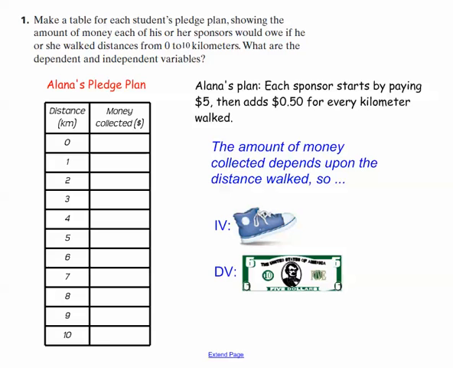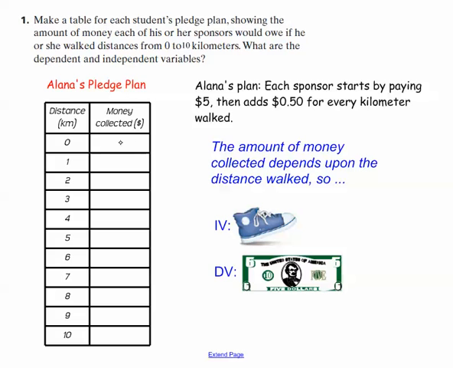So just like we created tables for each person's walking rate, we're going to do the same thing today for each person's pledge plan. So we'll start with Elena. Now remember, Elena's plan was that every sponsor would give her $5, and then they would add 50 cents for every kilometer that she walks in the walkathon.